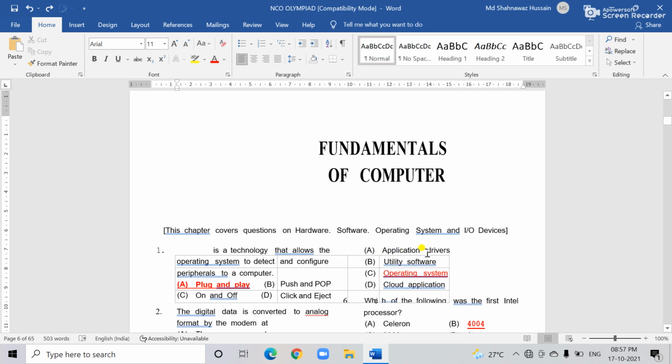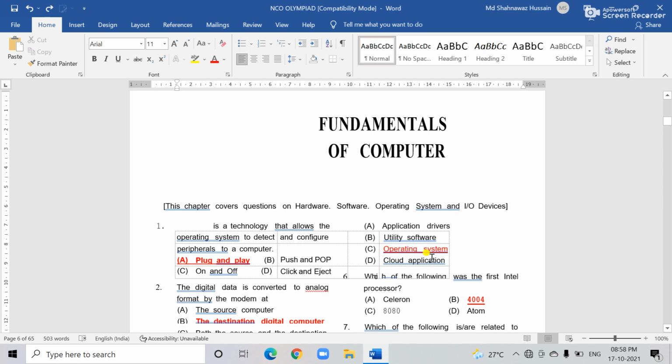The first one, application drivers, means the user performance. Utility software refers to, for example, an antivirus software. These are utility software. And the operating system is the main part of the computer. Without the operating system the computer is incomplete. We already discussed this in question number one. And next is the cloud application. Cloud application means when you use an application and the data is stored in the cloud. So the correct answer is the operating system.